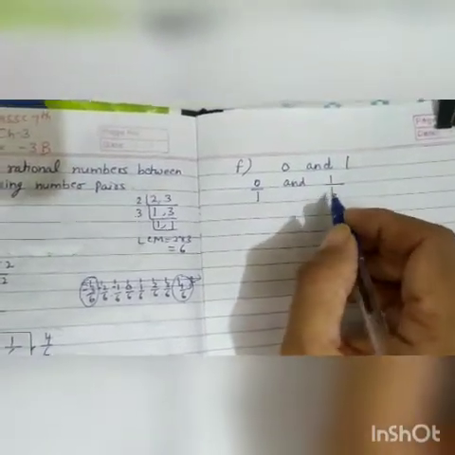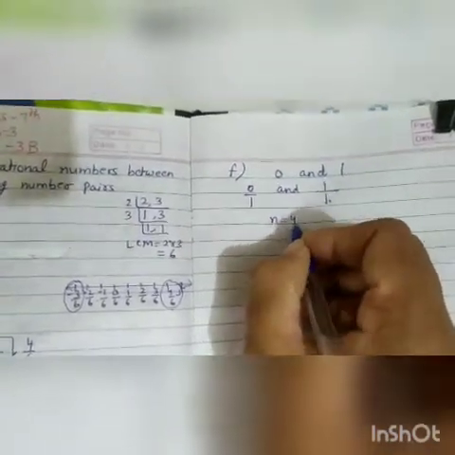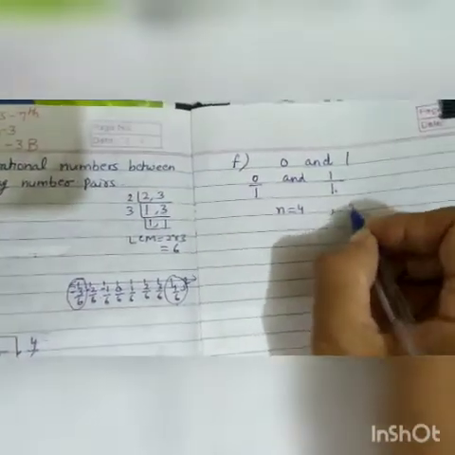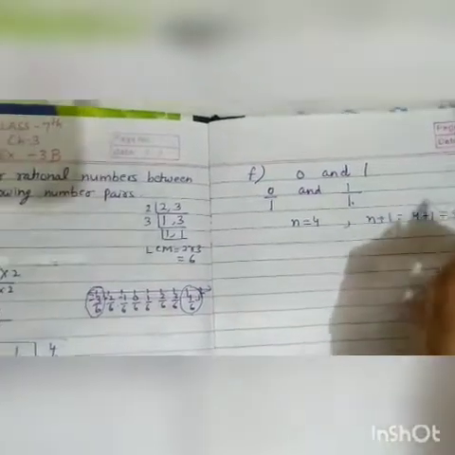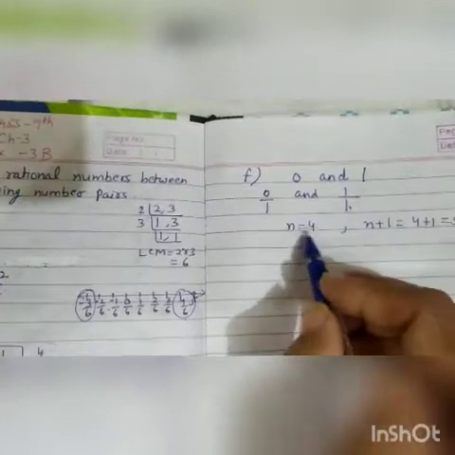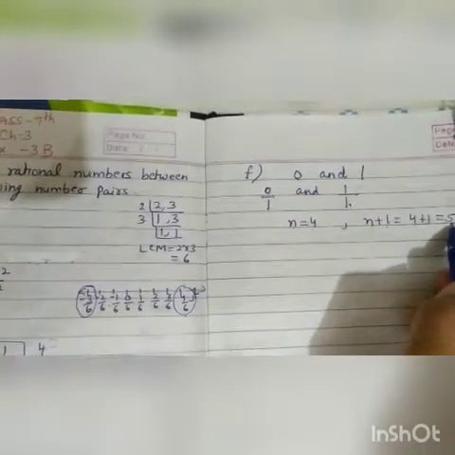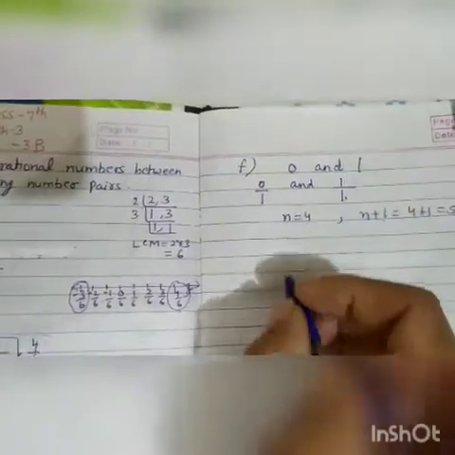So what we will do, we have to find 4 rational numbers. It means n is equal to 4, as I told you in A, B and C parts. Then n plus 1 will be 4 plus 1, 5. We have to find 4 rational numbers between 0 and 1. So n is equal to 4, then n plus 1 is equal to 5. Now we will multiply these numbers by 5.